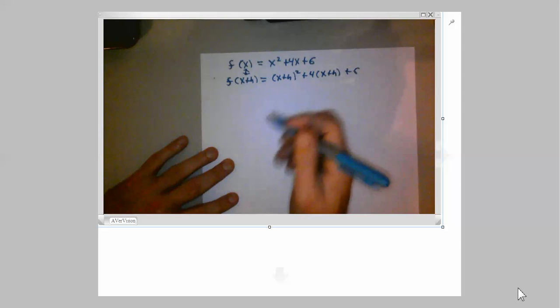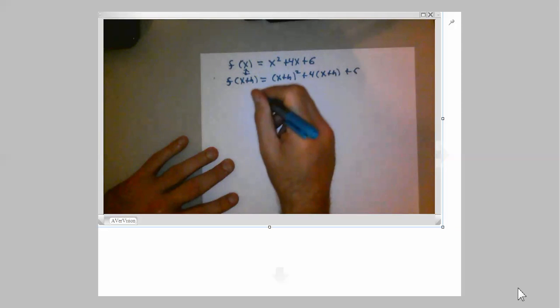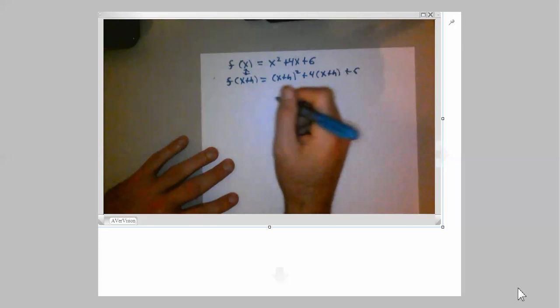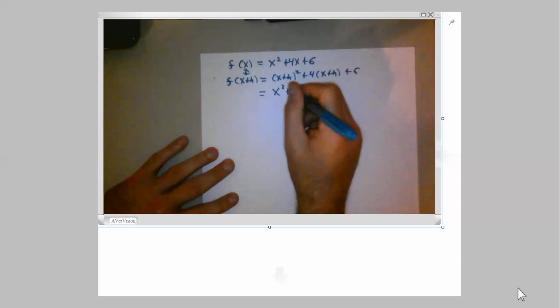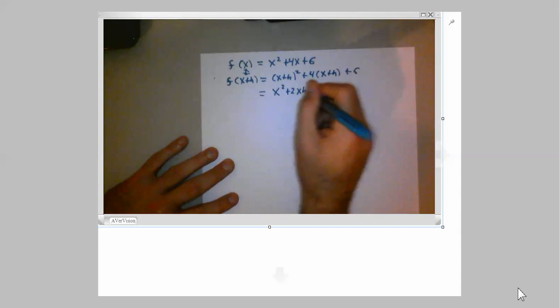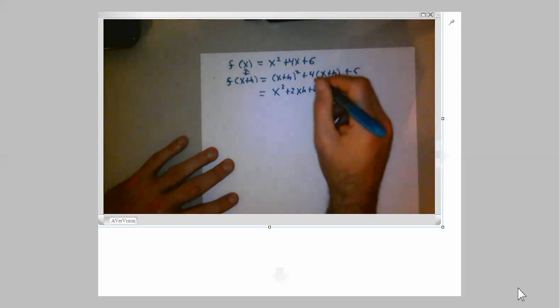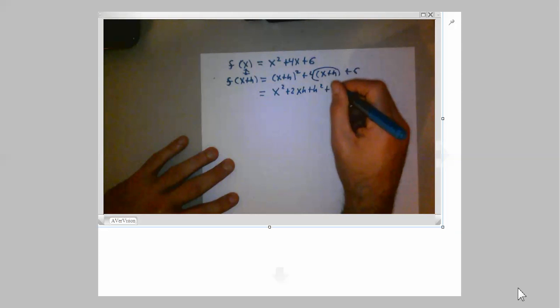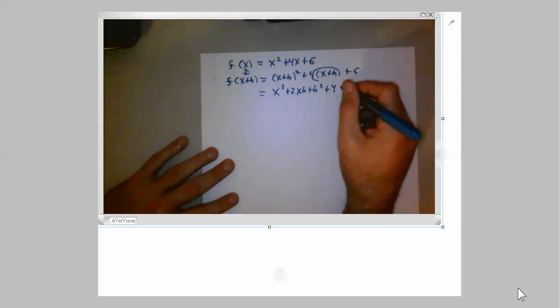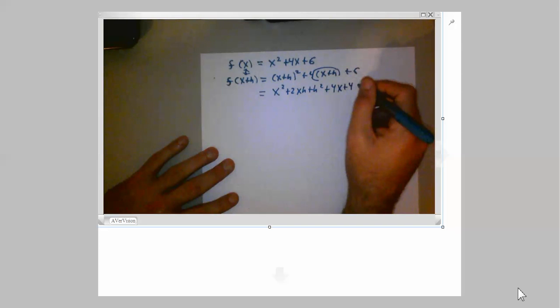And then what I'm going to do is I'm going to square this out. So if I do x plus h squared, this is going to be x squared plus 2xh plus h squared. Then I multiply this out, and 4 times x is going to be 4x, and 4 times h is going to be plus 4h, and then I have plus 6.